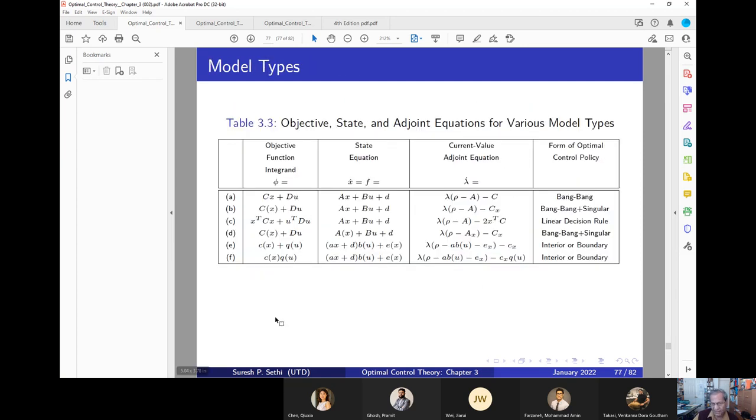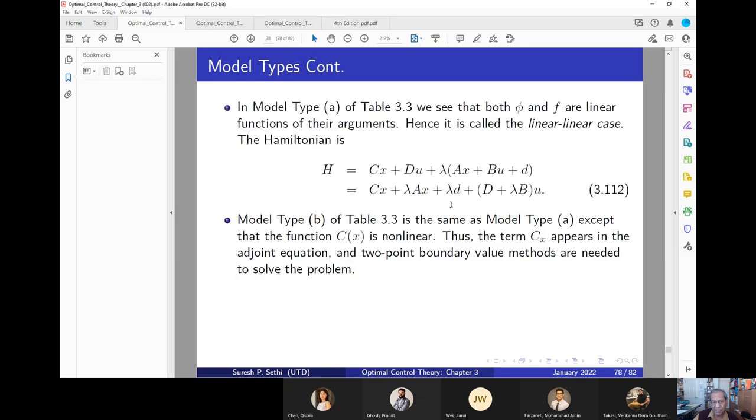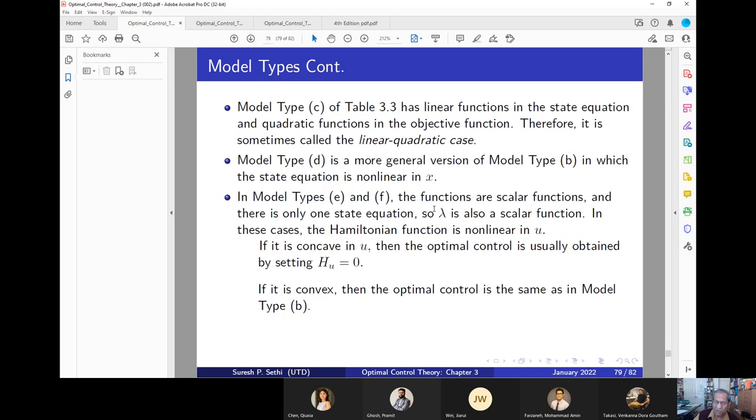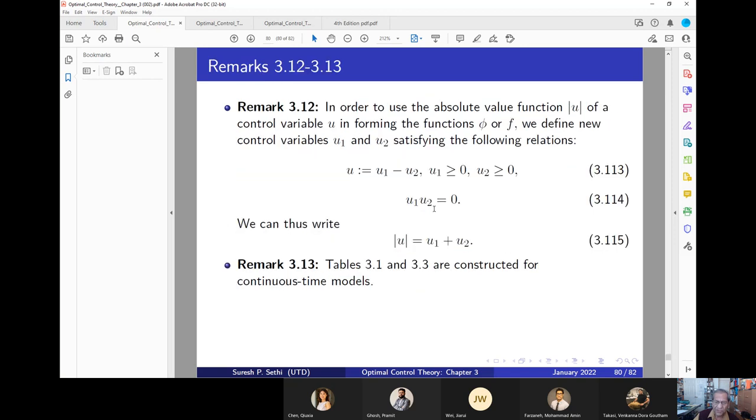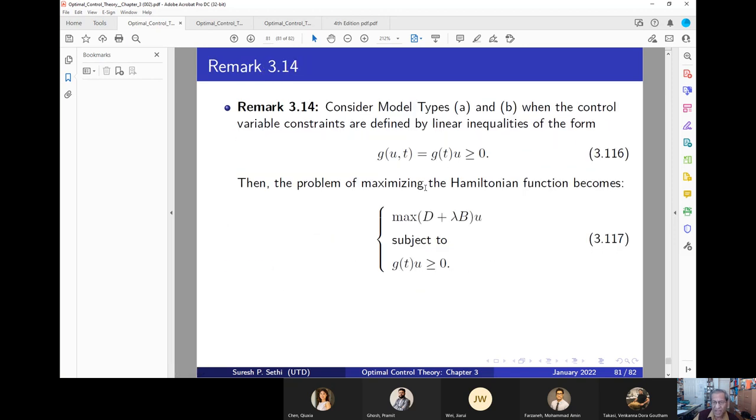And then this is just a summary of, if you have an objective function like this and a state equation like this, then you have a bang-bang solution. If you have this thing like this, you have a linear decision rule. So this is basically a summary. We almost tried to drop this in the book, but since we had it in the first edition, I decided to keep it. It gives you different model types. It would be more interesting if you use the model type all the time.